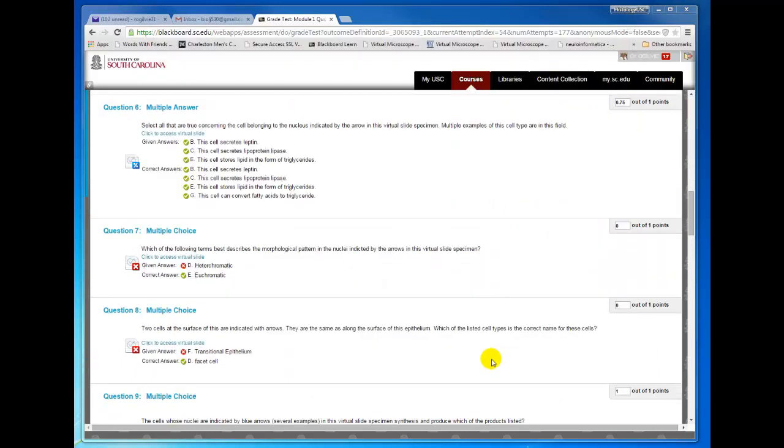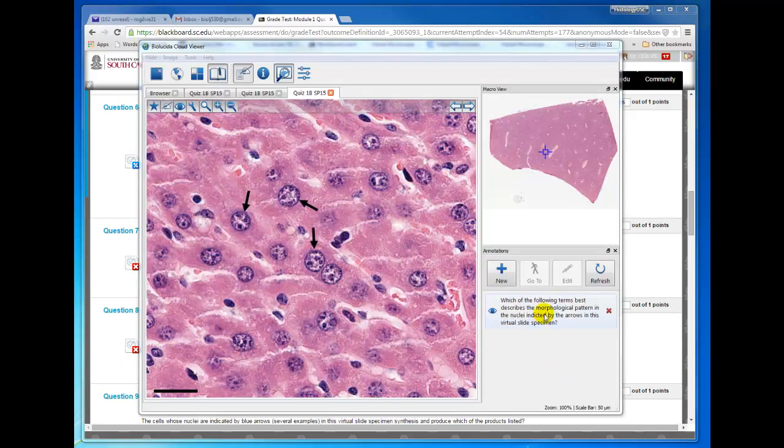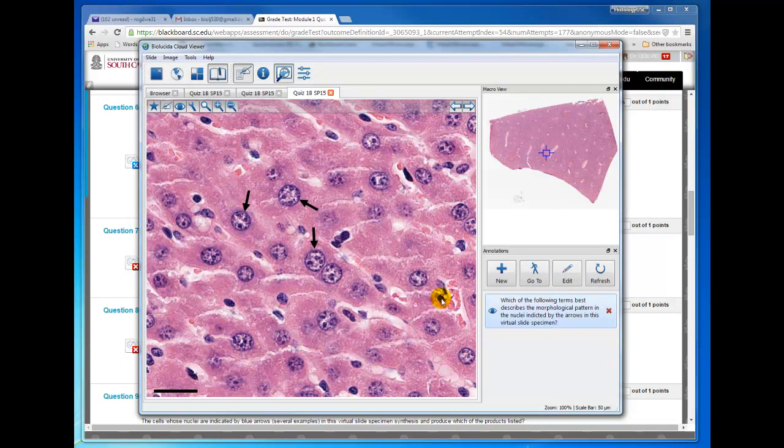There's another question about the chromatin pattern in a nucleus. It says, which of the following terms best describes a morphological pattern in the nuclei indicated by the arrows in this virtual slide specimen? Here is the specimen. I'm going to make sure that I'm looking at what we wanted you to look at, and we're pointing to three nuclei, and the rest of the cells here, these liver cells, have eosinophilic cytoplasm, and you can see some dark tiny round areas. Those are nucleoli.